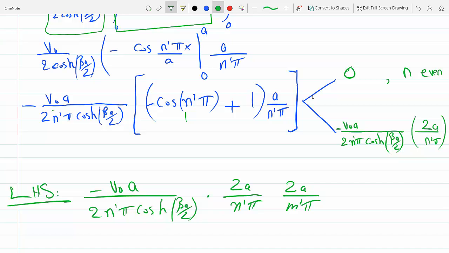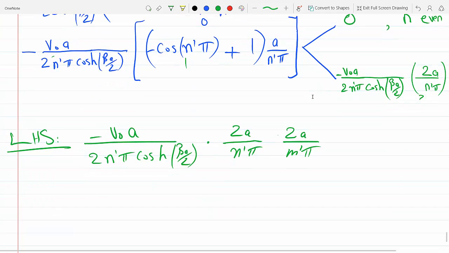M prime pi. So this is assumed based on this answer. I didn't do the whole thing. And so what we will get here is, let's see, 4. Okay, good. So that's the left hand side. Let's simplify this.